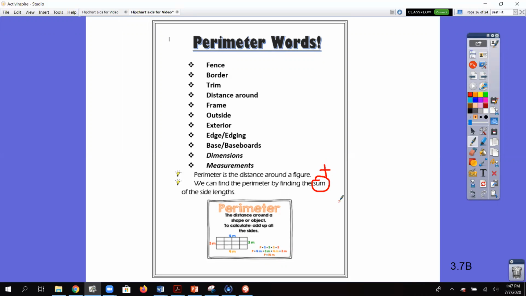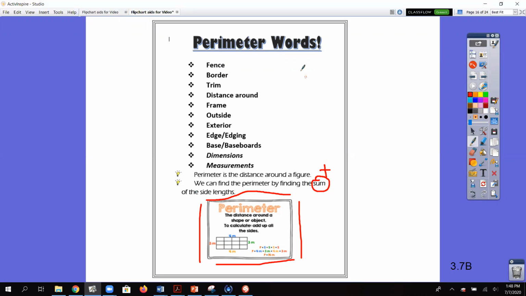Okay, a lot of students get perimeter and area confused. Perimeter is the distance around a figure, and area is how many square units fit inside a figure. And you find area by multiplying length times width. So let's not get that confused with perimeter. That's the distance all the way around a figure. And to find it, you add all the side lengths.